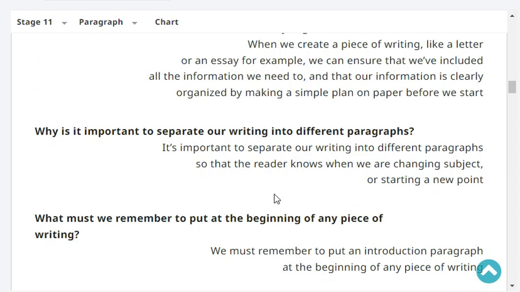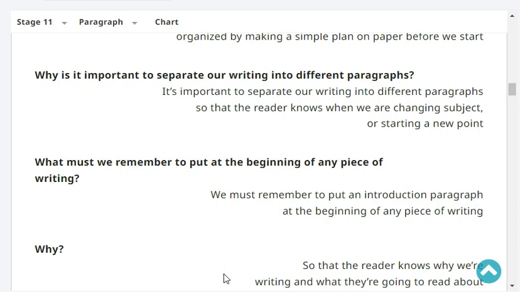Is it important to separate our writings into different paragraphs? It's important to separate our writings into different paragraphs so that the reader knows when we are changing subject or starting a new point. Very good.